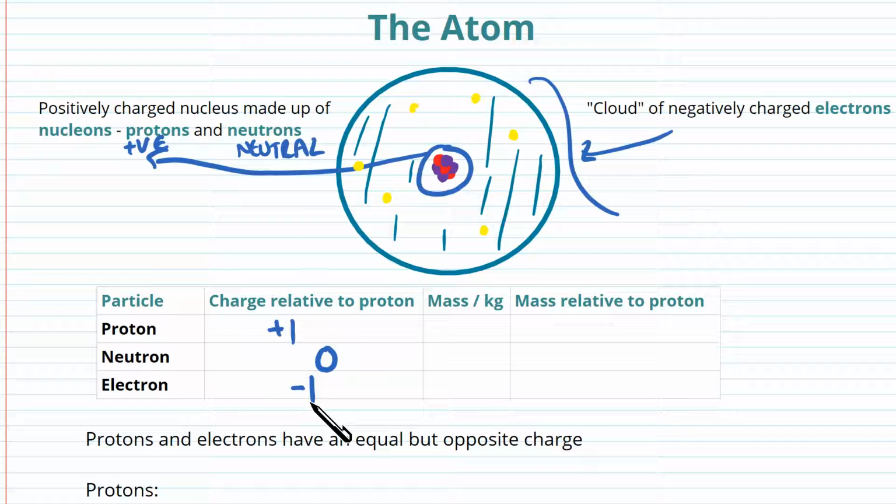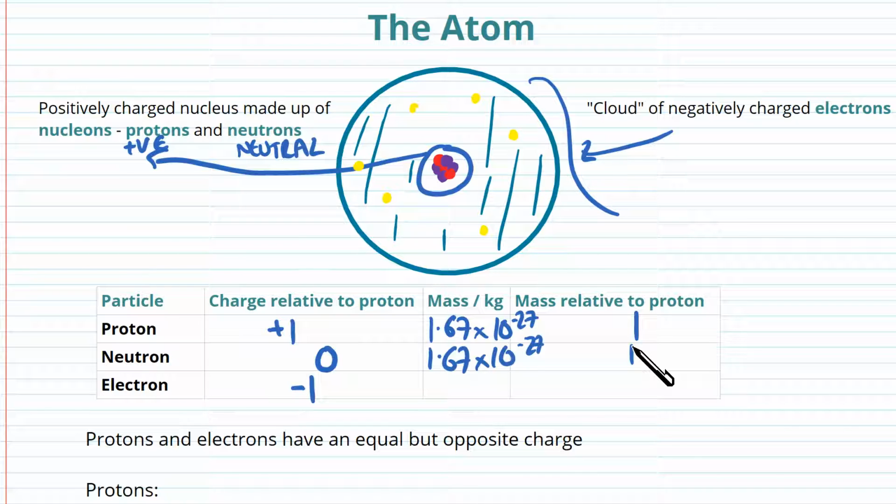So now let's talk about mass. Now a proton and a neutron have the same mass. They both have a mass of 1.67 times 10 to the minus 27 kilograms. A neutron has approximately the same mass as a proton. So writing this as the mass relative to a proton, we see that a proton has a mass relative to itself of 1, and a neutron is approximately 1 as well.